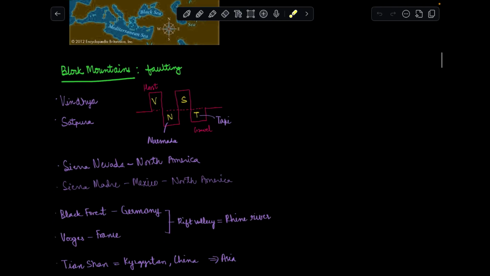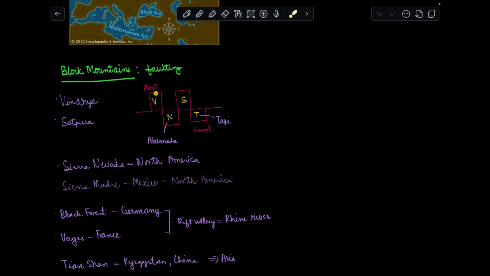Then moving on to the block mountains. Block mountains are formed because of faulting. Earlier we read about fold mountains. Now we are reading about the block mountains, which are caused due to faulting. This is a representation of the block mountains. Over here the upper part is called the horst and the lower part is called the graben.